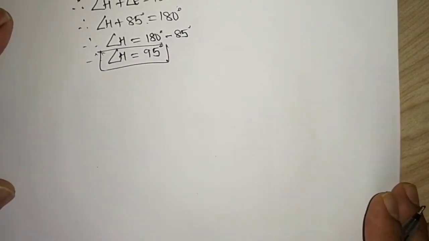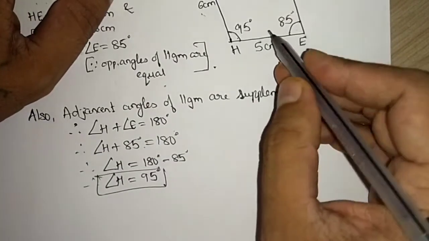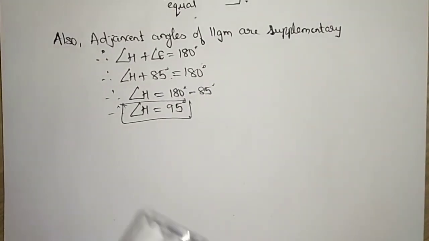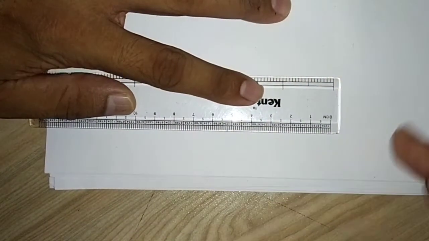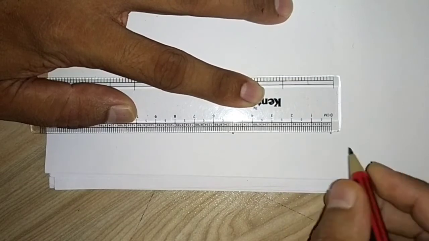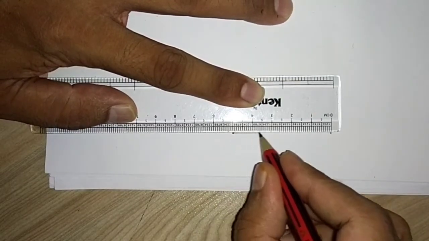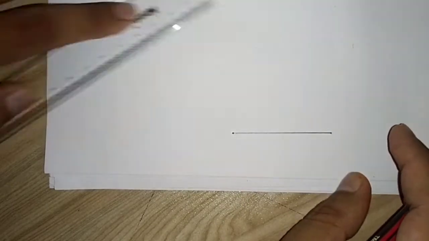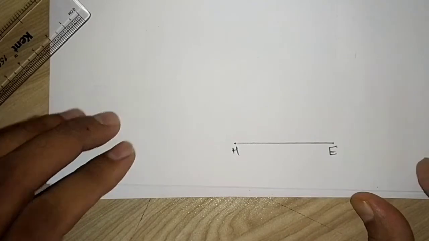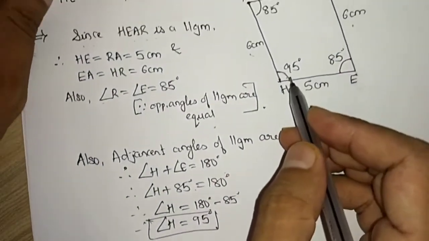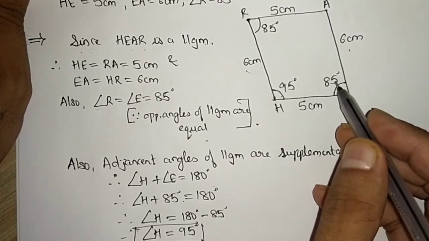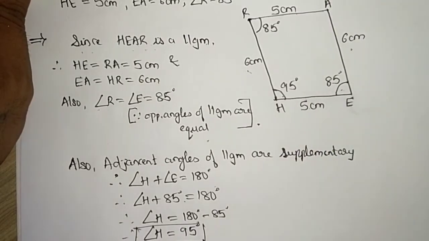Now we will start constructing. First we will take HE is equal to 5 centimeter. Draw HE is equal to 5 centimeter. Let me draw. So HE is 5 centimeter. Now on H we want to construct 95 degree and on E we want to construct 85 degree, which will not be possible with the help of compass.